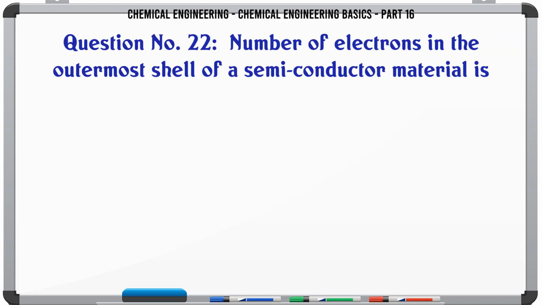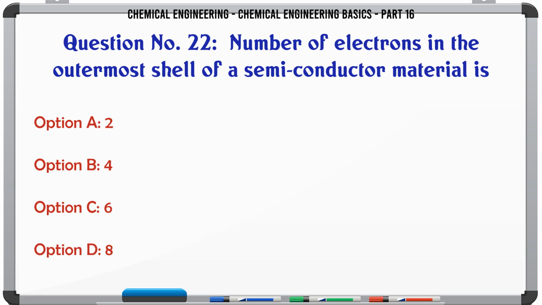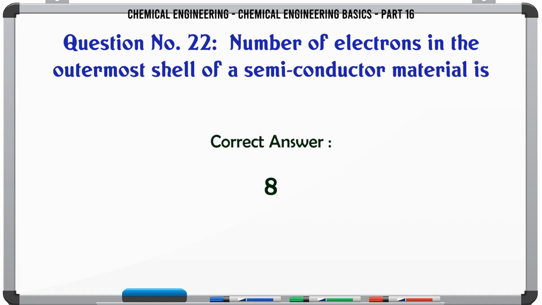Number of electrons in the outermost shell of a semiconductor material is A. 2, B. 4, C. 6, D. 8. The correct answer is 8.